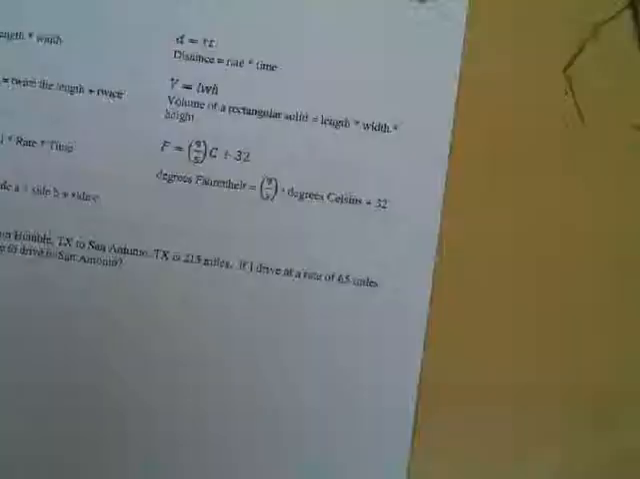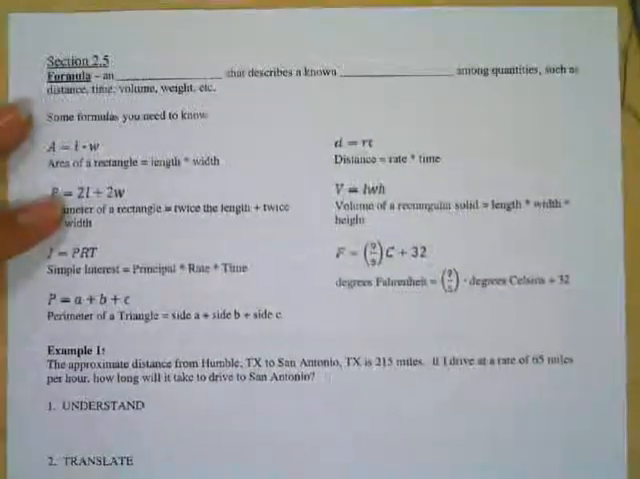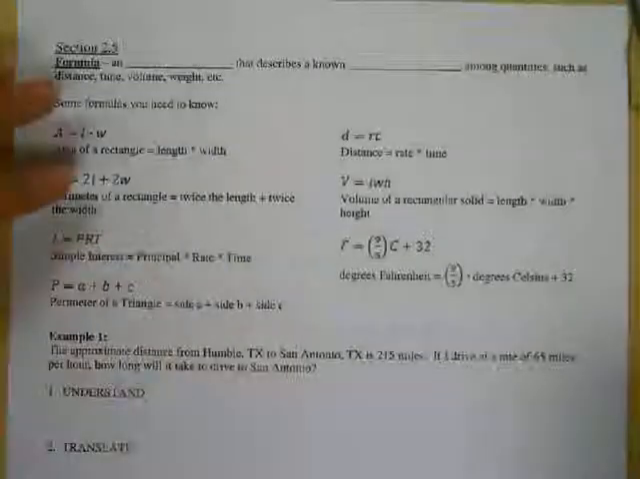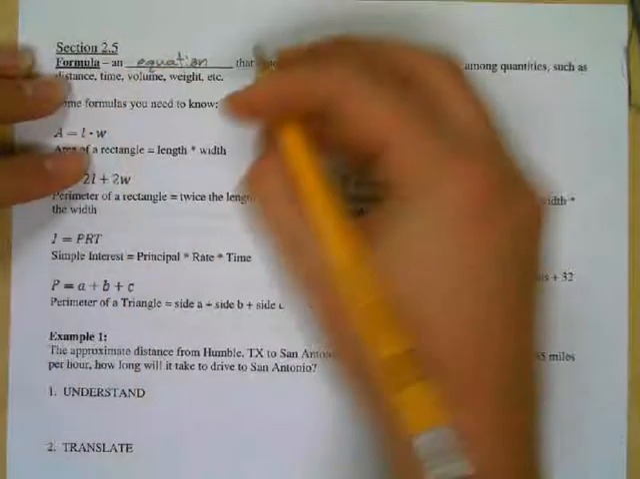So that was the end of 2.4. Now we need to do 2.5, which should go pretty quickly because 2.5 is just a matter of using equations, or formulas rather. A formula is just an equation that describes a known relationship.